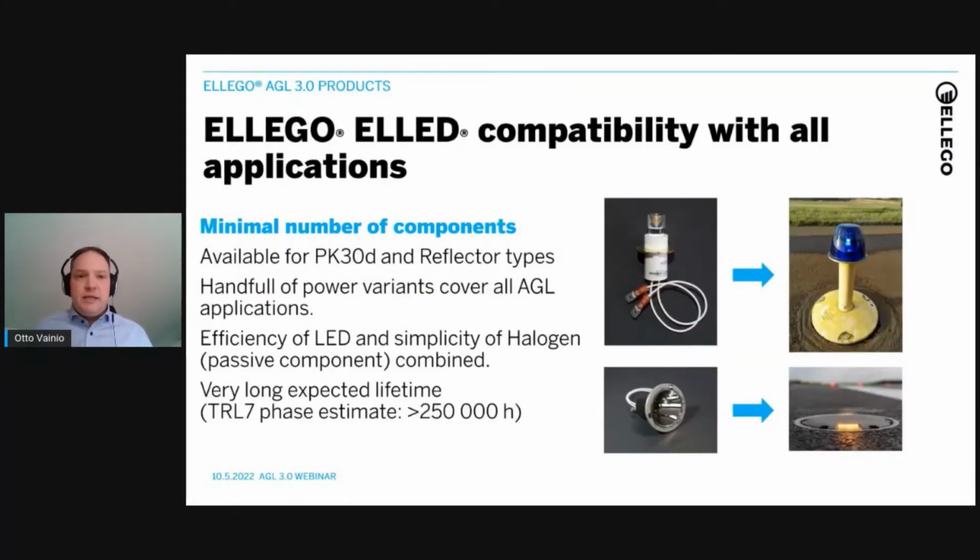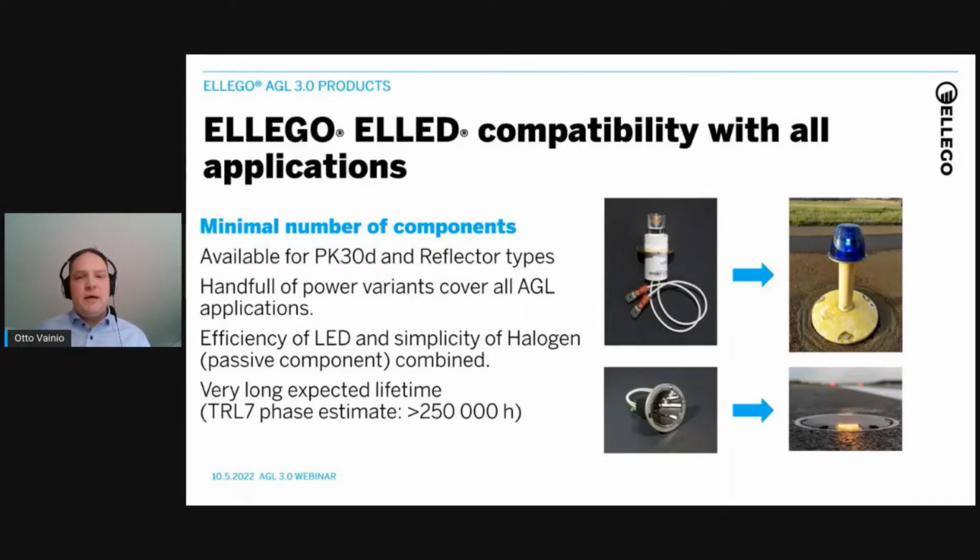So CCR is needed for the power control. That's the key. That's the heart. That's where everything starts. But it needs to have a counterpart at the field to produce the light. So therefore, we came out with this idea of replicating the halogen bulb with an LED bulb. So what we call the ELLEGO LED bulb, we've designed a handful of power variations which can cover all the AGL needs. So it's available in both PK30D and reflector type mechanics, closely matching the halogen mechanics.